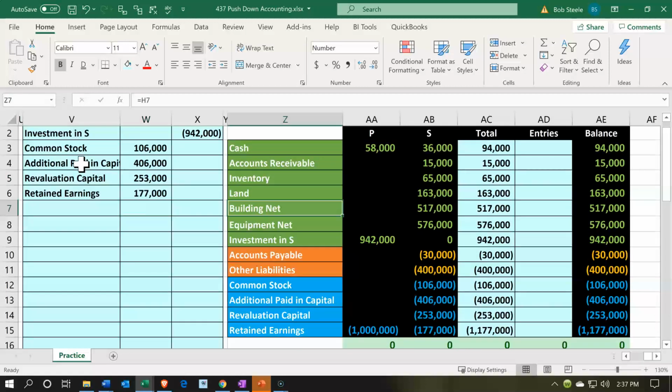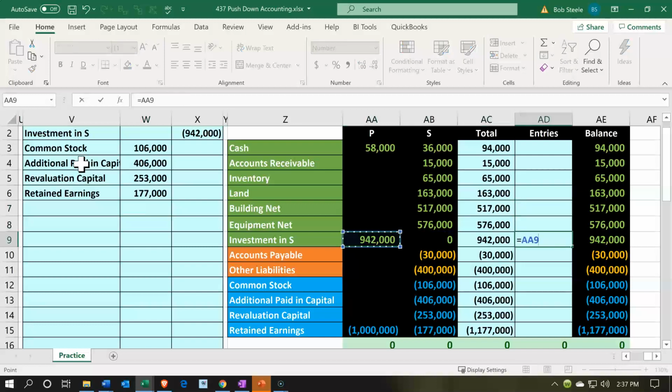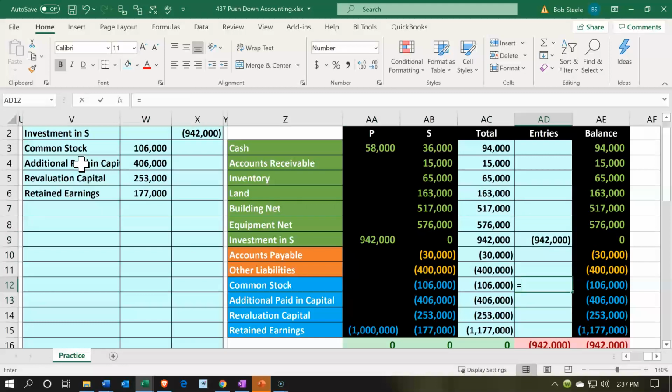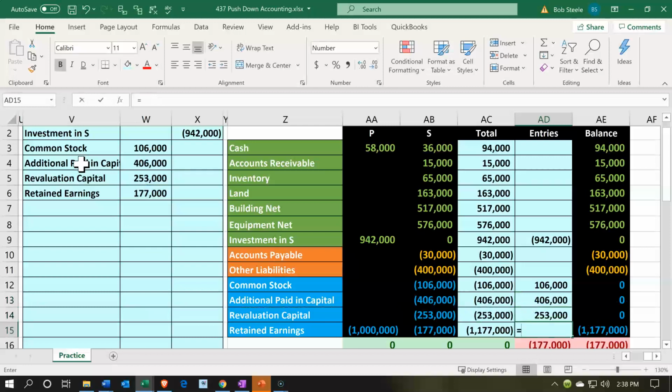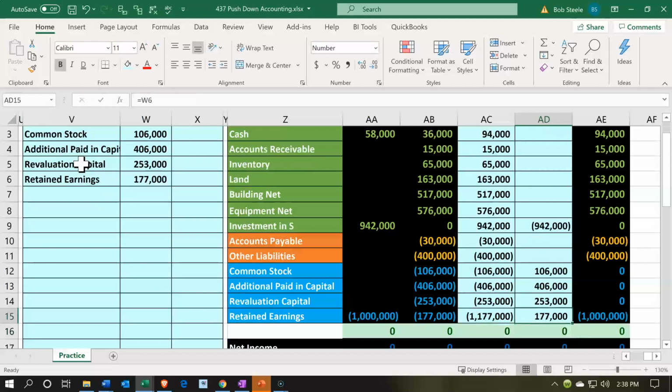And if we record that straightforward, we're just going to say the investment goes down, and the common stock is removed for S here, as well as the additional paid in capital removed for S at the 406, and then we have the revaluation removed. And then we have the retained earnings, which will leave us with the retained earnings for P. And there we have it.